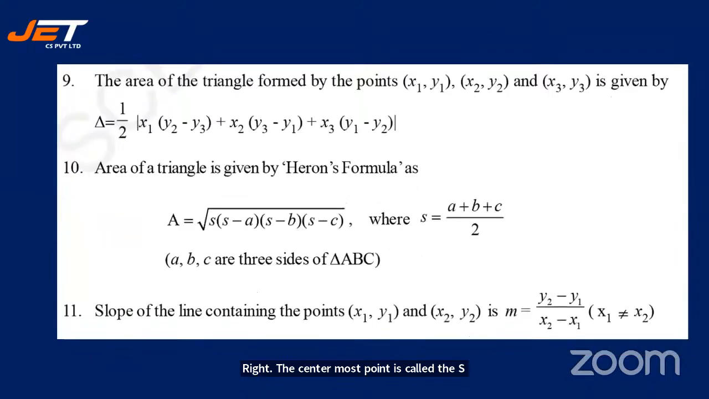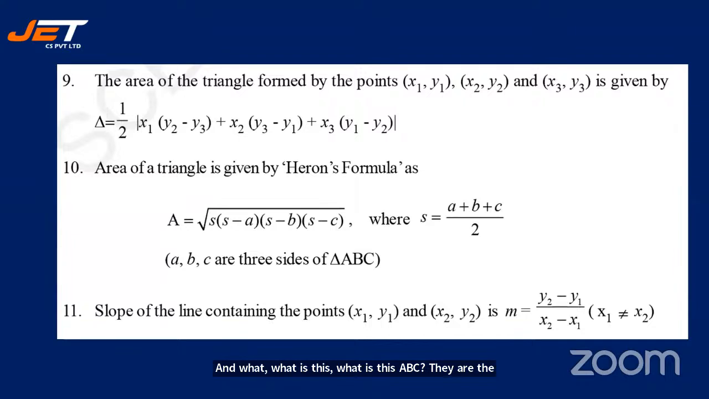And area of triangle with coordinates x1, y1, x2, y2, x3, y3 is 1 by 2 into x1 into y2 minus y3 plus x2 into y3 minus y1 plus x3 into y1 minus y2. Next is Heron's formula. This you would have learned in standard 9 also, and now even in 10 you would have done. So A is equal to root of S into S minus A, S minus B, S minus C, and S is A plus B plus C by 2. What is this ABC? They are the sides of the triangle ABC.